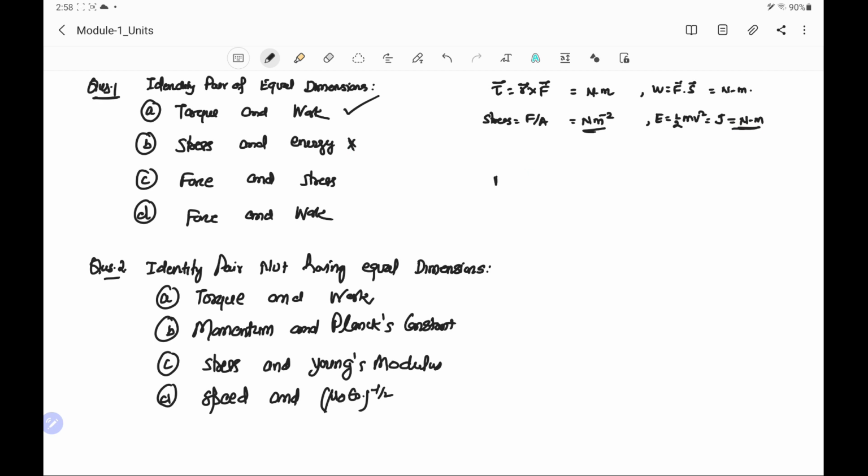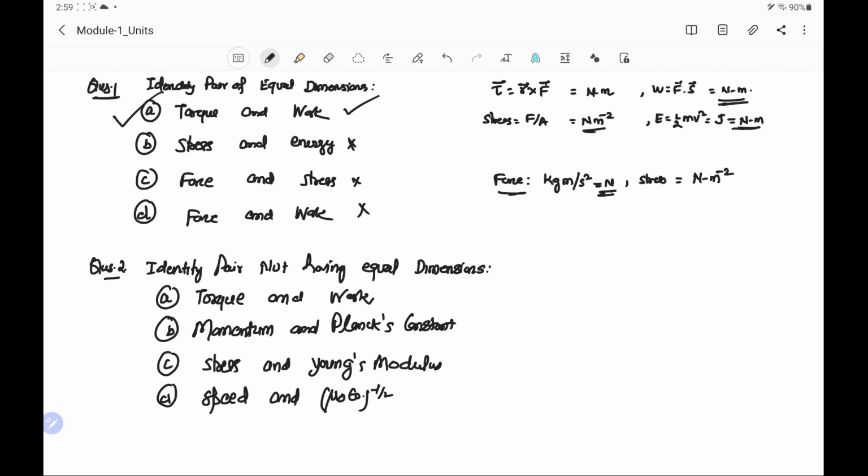Force and stress. Force is kilogram meter per second square, or we can say it is Newton, while stress is, as we have said above, Newton per meter square. So this unit is also not equal. Force and work. Force is Newton and work is Newton meter. This is also not equal. So the correct option is A.